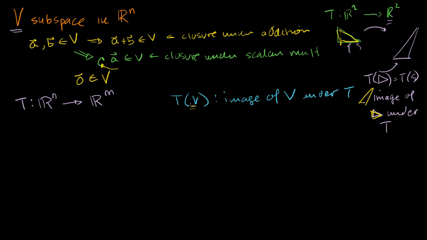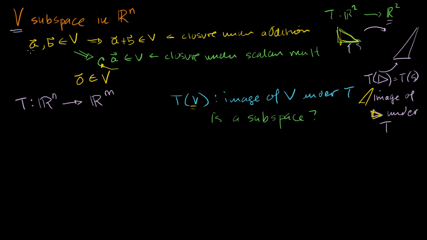So I want to know whether the image of V under T is a subspace. In order for it to be a subspace, if I take the transformation, let me find two members of T.